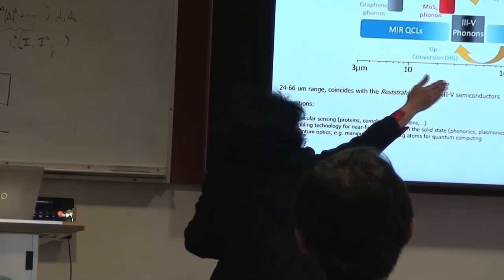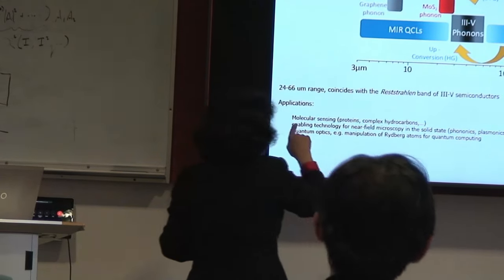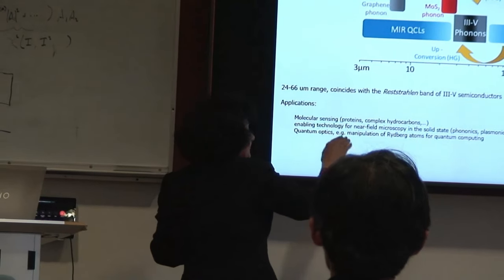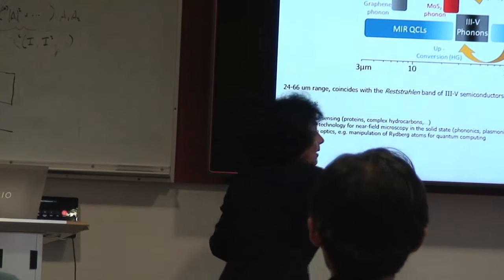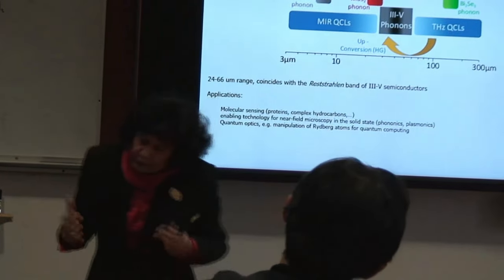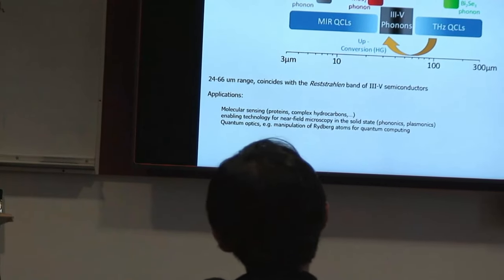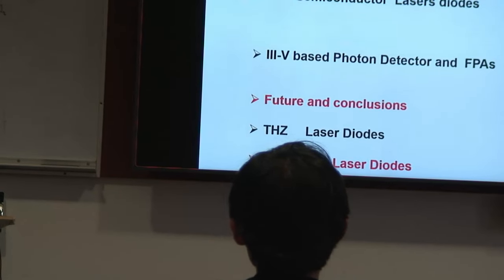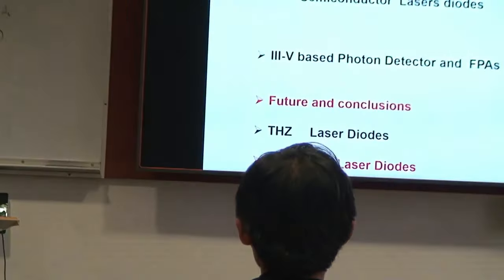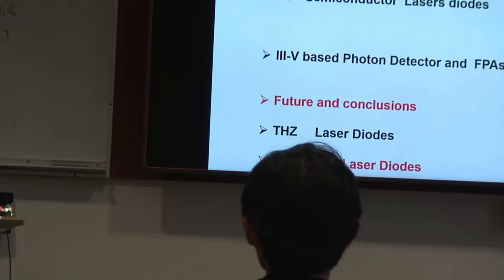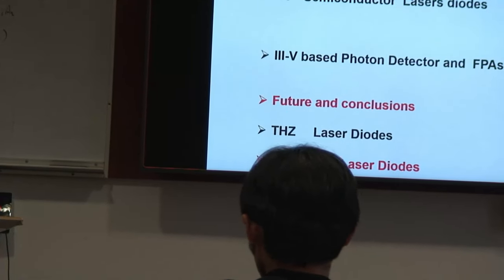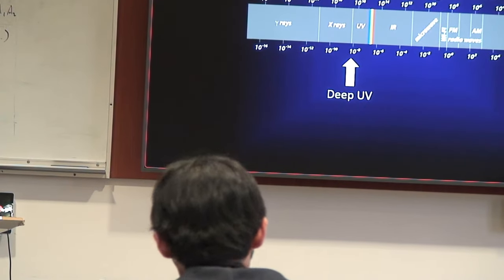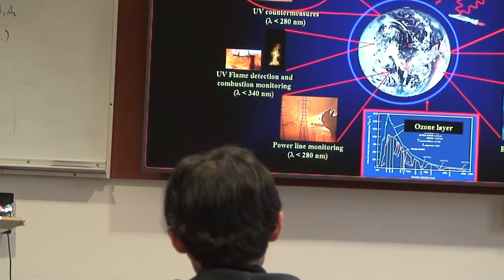And this part has many, many applications, especially for the manipulation of the atom for quantum computing. So one of the applications will be, again, how to use it against the terrorists, and at the end I'm going to give you some ideas. Now, going to the deep UV, why is it so important?